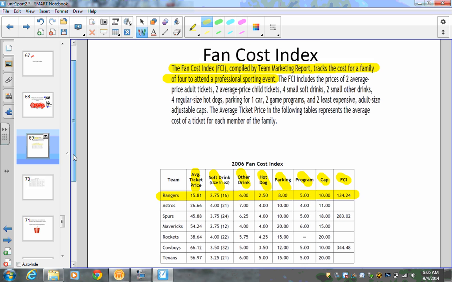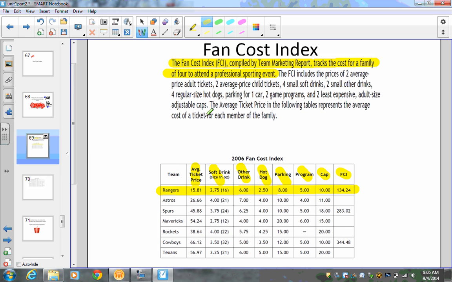This is a whole bunch of information that a team marketing department uses in order to figure out how much money they're going to expect for every sporting event. We have a lot of information in the chart, but I am just going to focus primarily on the Astros. Let me highlight Astros. I'm just picking this out because I want to. So we are going to figure out the fan cost index for the Houston Astros.